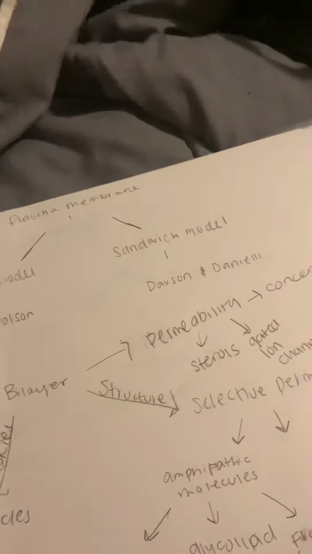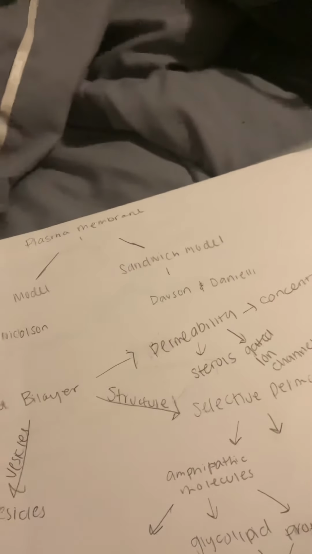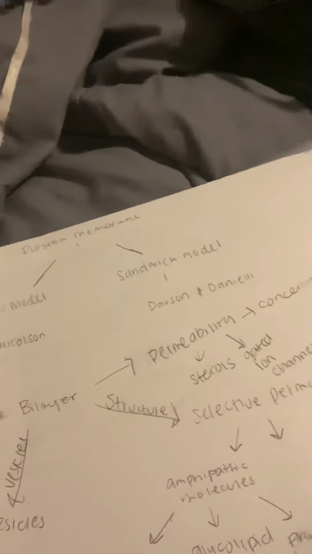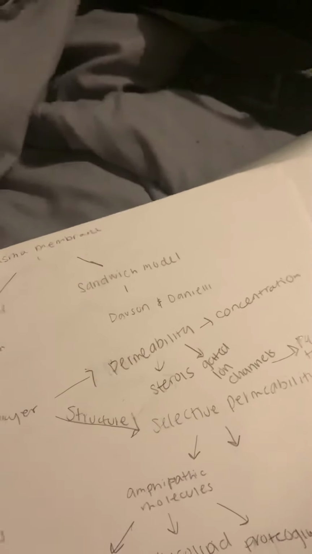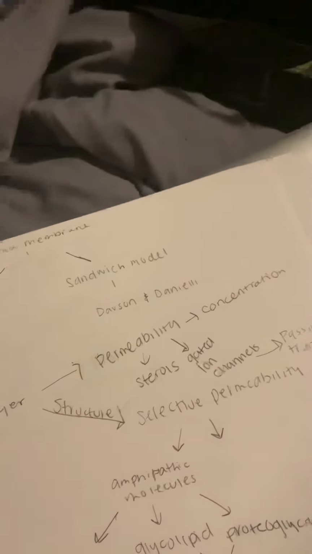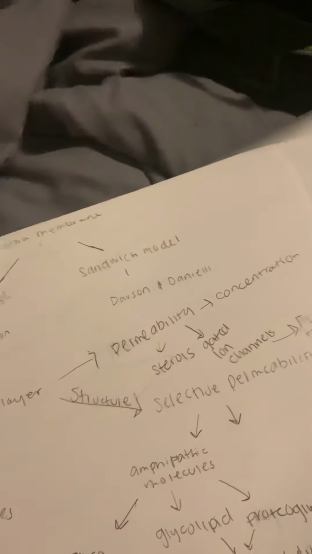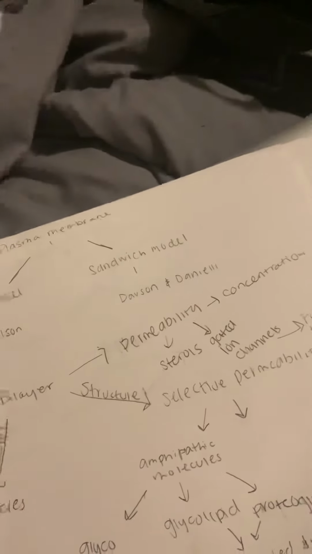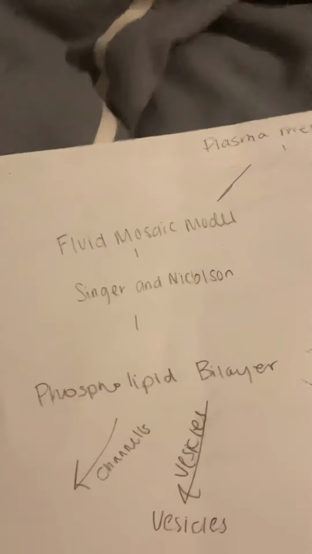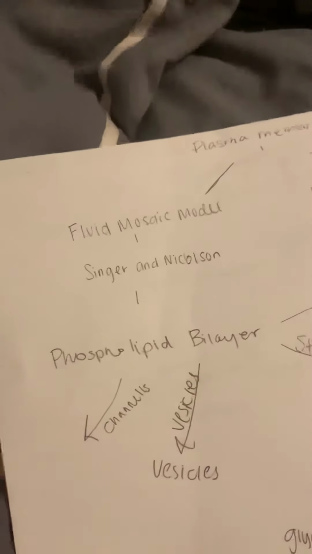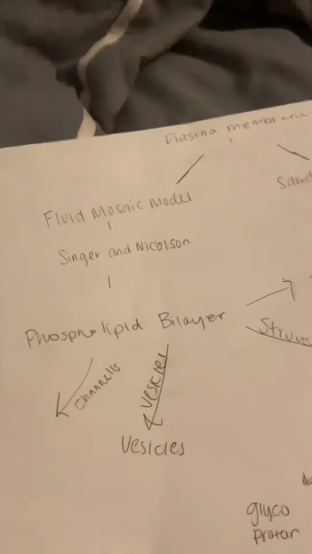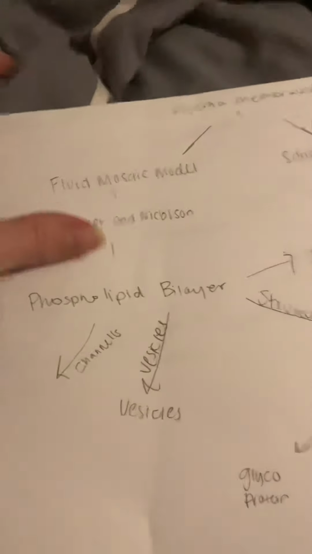So first we have the sandwich model, which is by Davson and Danielli. And this model was actually incorrect at first. This was adopted in 1935, and that is not the true model we see today because they saw proteins on the outside of the molecule, but it gives us a general idea of what they saw going on. And so then I'm going to go over to the fluid mosaic model, which was by Singer and Nicolson. And we're going to go to the phospholipid bilayer.